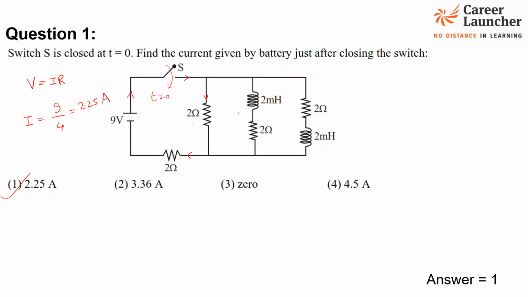So as you can see, this is a very simple problem. There is no current in these two branches. The only current will flow through the resistors. Let's move to the next question.